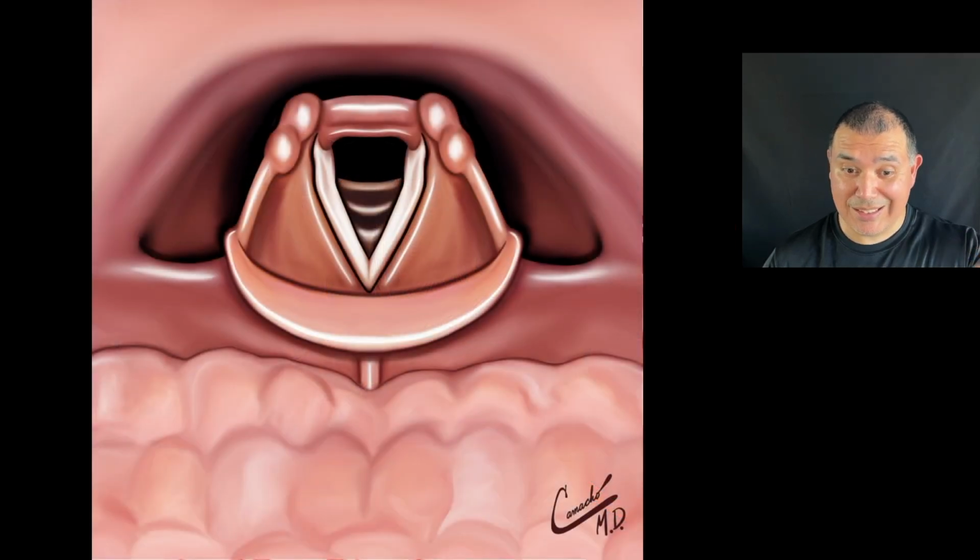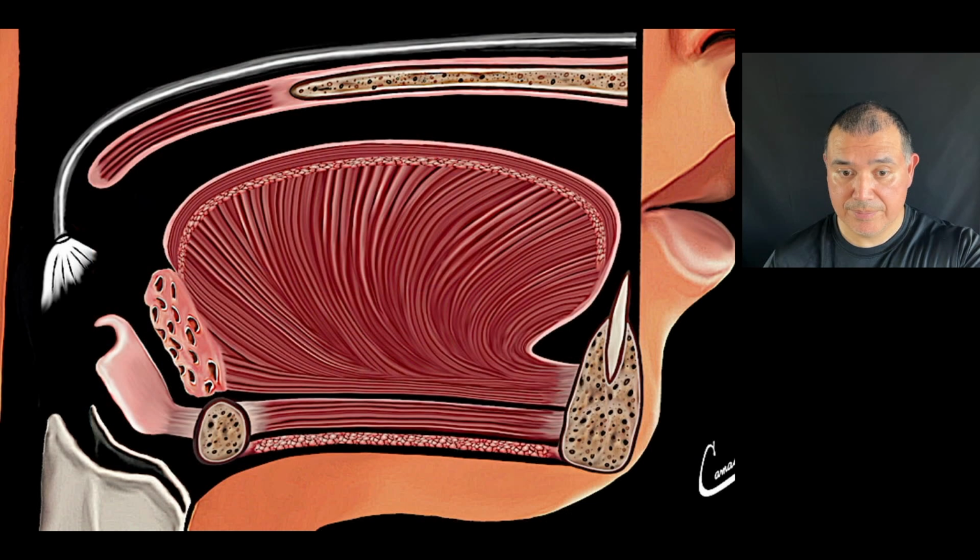Here we see the classic view from above when we're scoping. In this case, you can see the entire airway, but sometimes you can block the entire airway with the back of the tongue. And in that case, you might consider a tongue surgery.